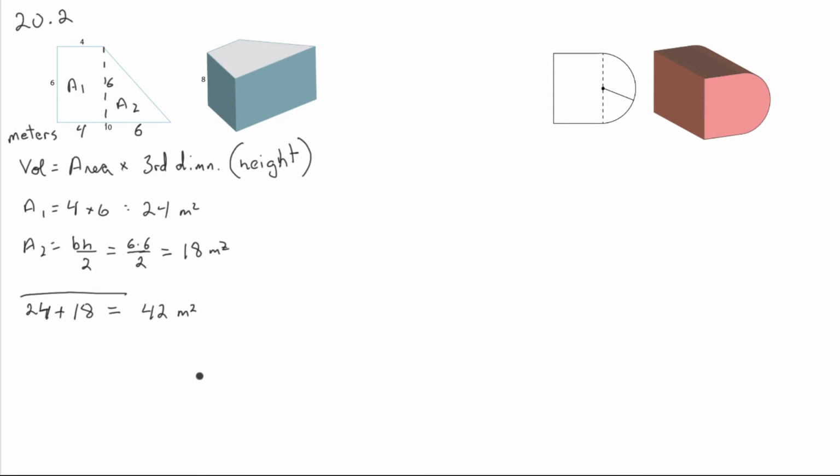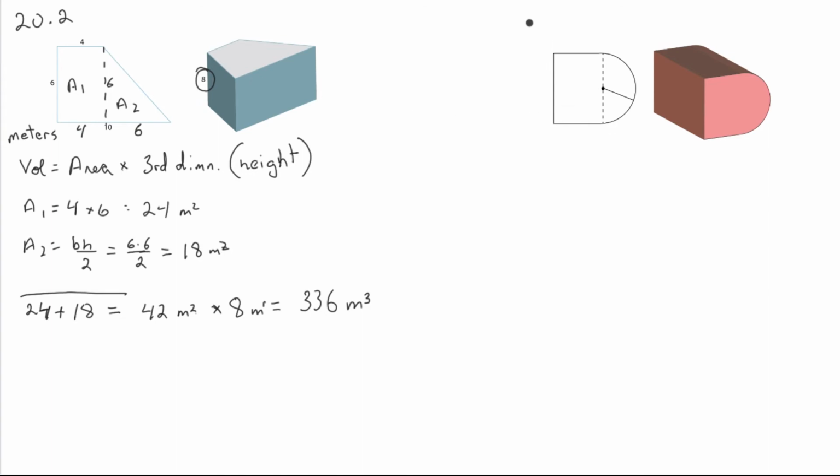meters squared. Okay, we know that the volume is going to be area times that third dimension, and that third dimension here is 8 meters, so times 8 meters, that's going to equal 336 meters, and that's cubed because we have 1, 2, and another one, 3 dimensions. Okay, so 336 meters cubed for this shape.